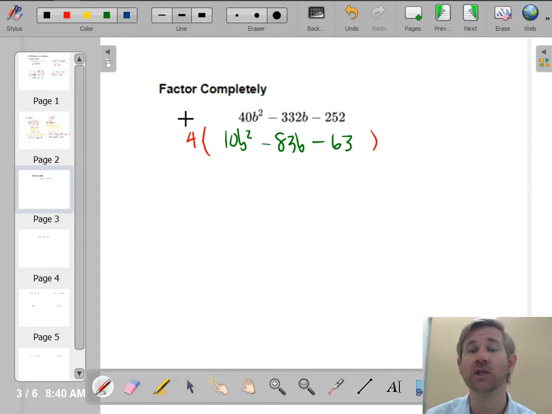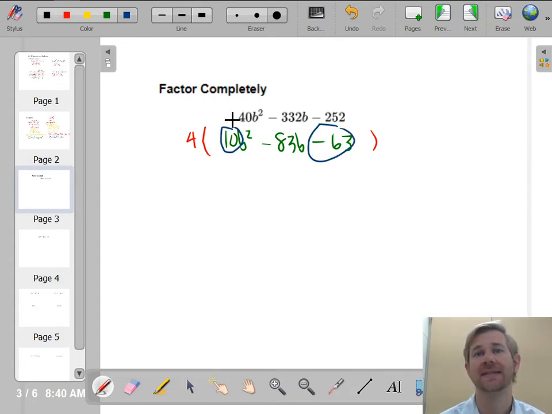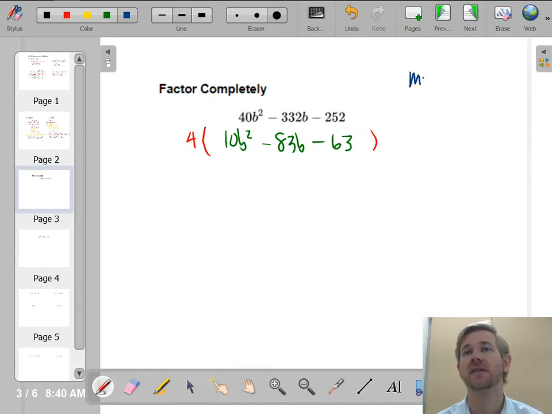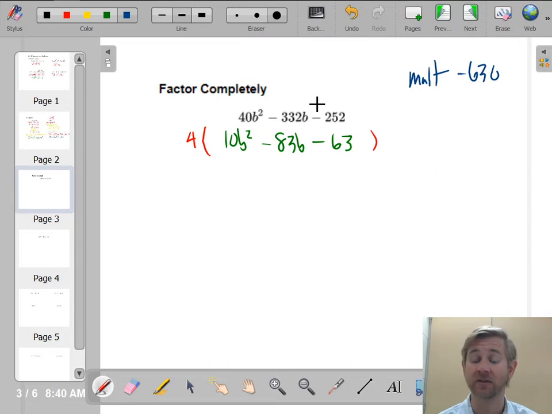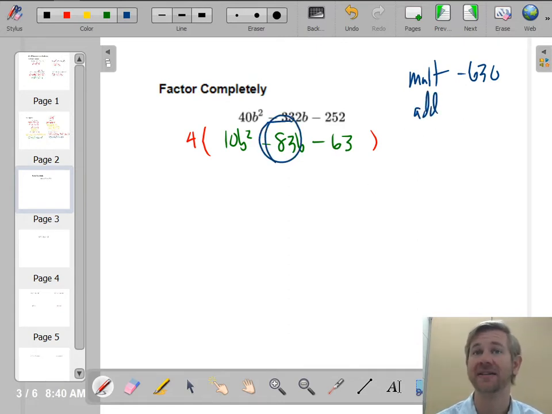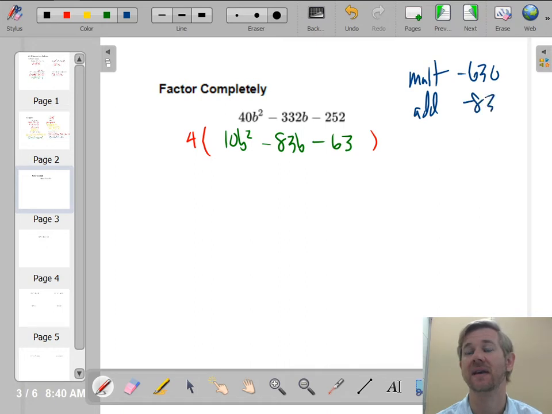Now, the way you factor a trinomial is you're going to multiply these two terms, 10 and 63. So these numbers multiply to negative 630. I'm going to need to find two numbers that multiply to negative 630. That's a big number. But I have to pick the right two. I can't just pick any two numbers. They also must add to the middle. The middle here is negative 83.